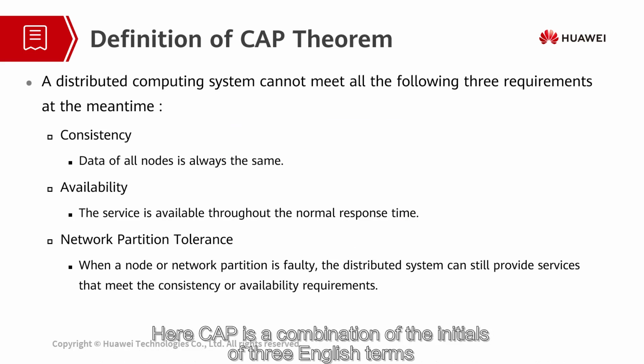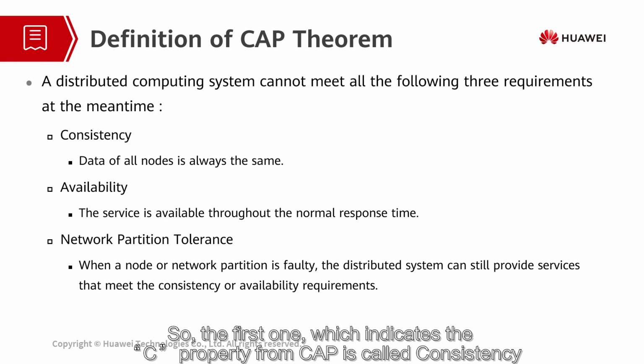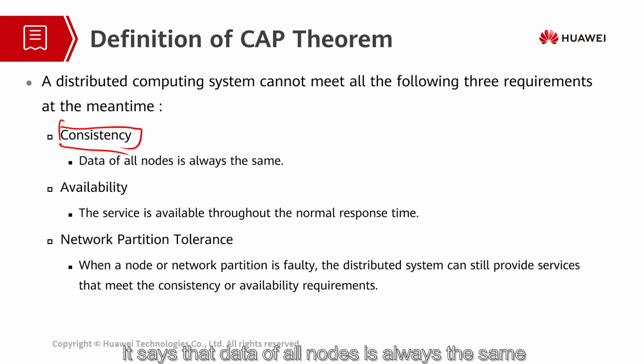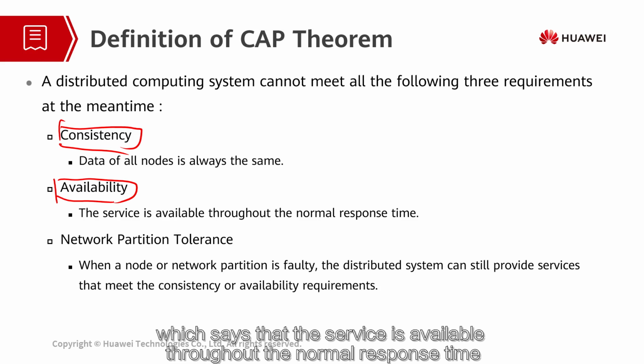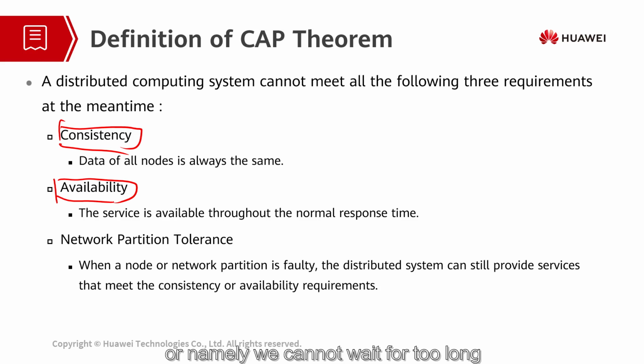Here, CAP is a combination of the initials of three English terms. The first one, which indicates the C property from CAP, is called consistency. It says that data of all nodes is always the same. And the A property of CAP is availability, which says that the service is available throughout the normal response time, or namely, we cannot wait for too long.